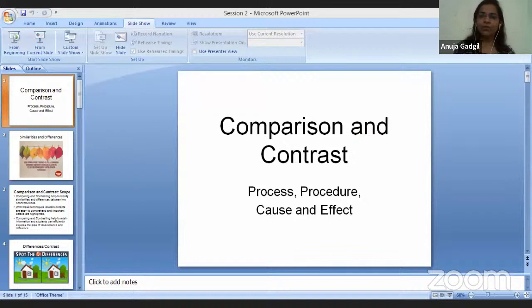What is the advantage? Details are highlighted and it is easy to retain information in mind. You can retain information in mind.